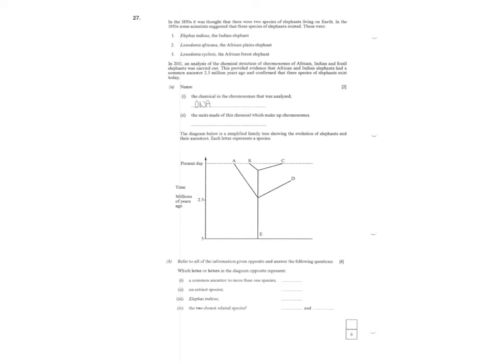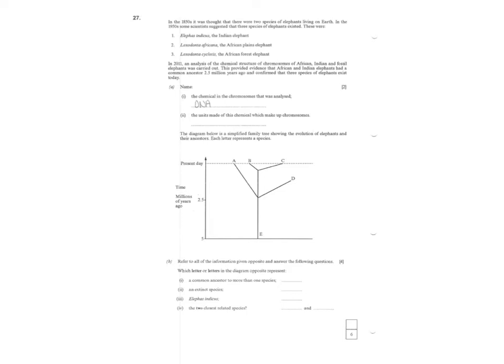In the 1850s, it was thought that there were 2 different species of elephants living on Earth. In the 1950s, some scientists suggested that 3 species of elephants existed. These were the Indian elephant, the African plains elephant, and the African forest elephant. In 2011, an analysis of the chemical structure of chromosomes of African, Indian, and fossil elephants was carried out. This provided evidence that the African and Indian elephants had a common ancestor 2.5 million years ago and confirmed that 3 species of elephants exist today.